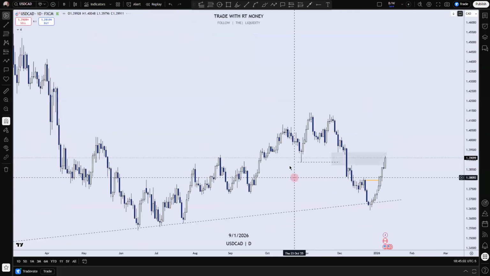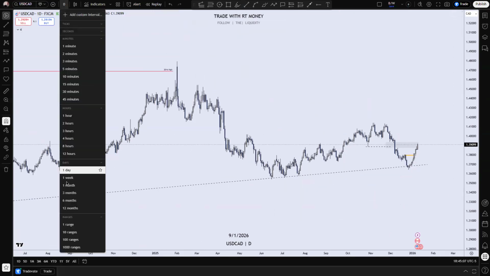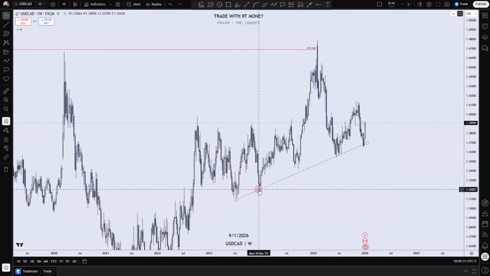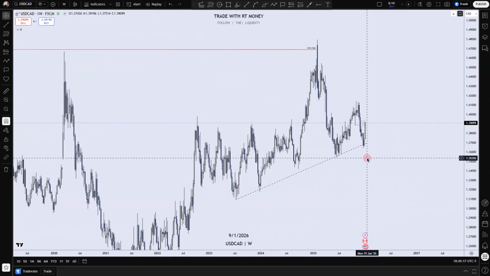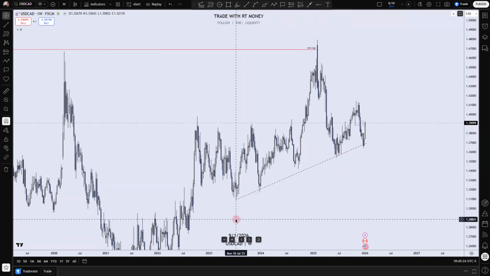All right. US dollar CAD, bullish. Let's look at the weekly. Higher high, higher high, higher high. Excuse me, folks, I'm a little tired. We got all these higher lows, right? They're there for a reason.